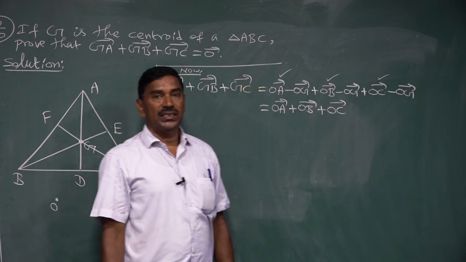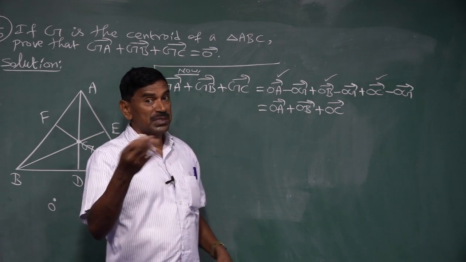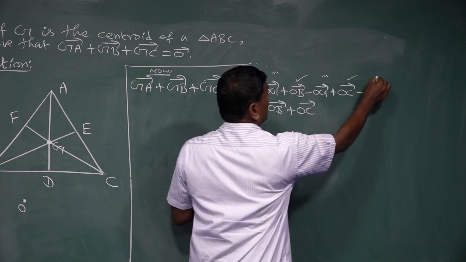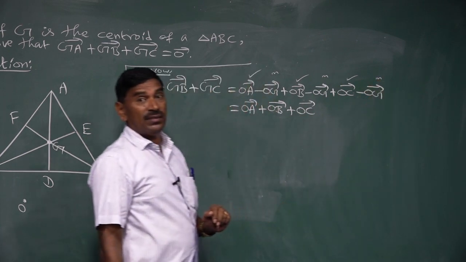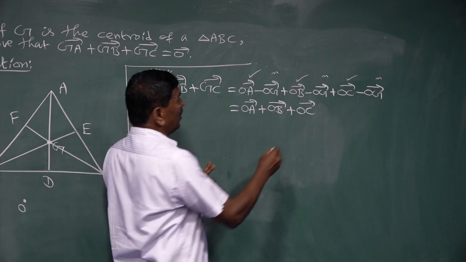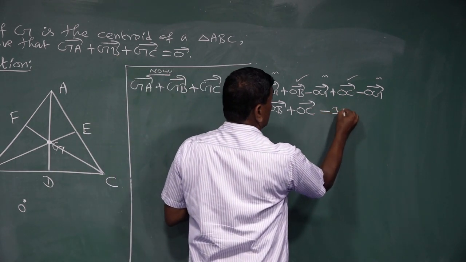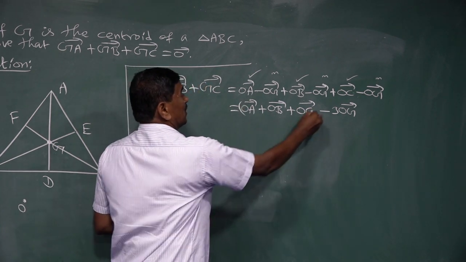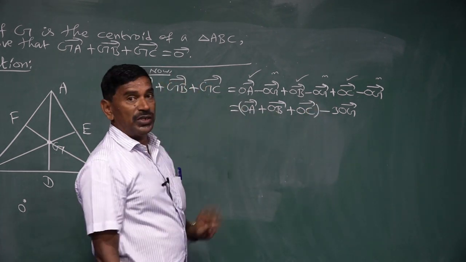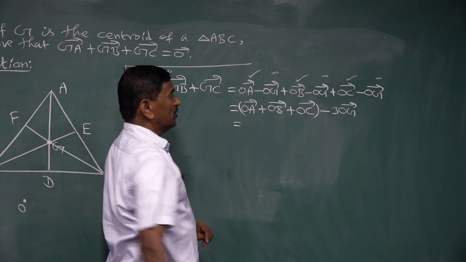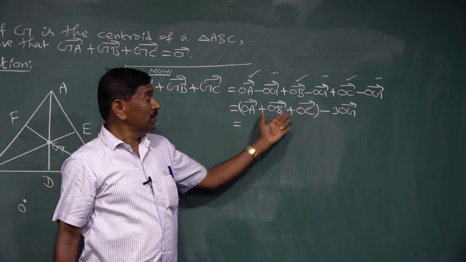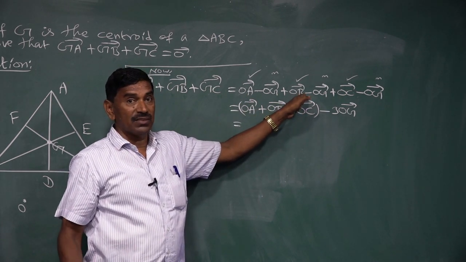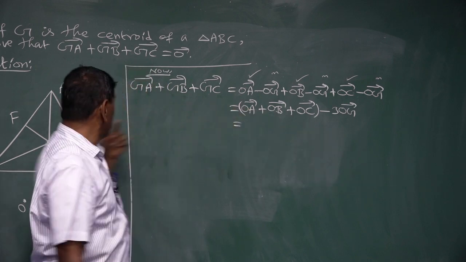Okay, next is simplification. Yes, very good. Minus OG vector, minus OG vector, minus OG vector, so totally minus 3 OG vector. Okay, for our convenience, first bracket for the first 3 positive terms. Now, what can we say about the bracket? OA vector plus OB vector plus OC vector equal to? Yes, very good. 3 OG vector from the note.